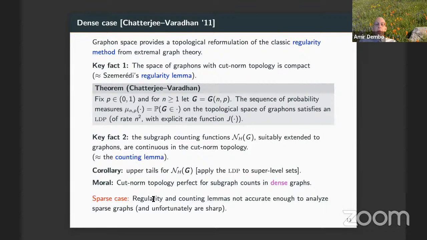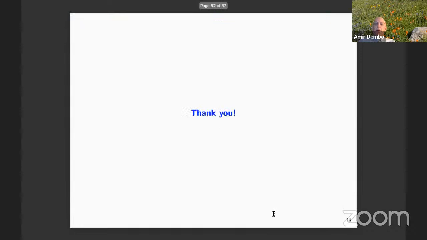And actually, it is known that the regularity and counting lemma from extremal combinatorics are already sharp. So it's not like you will improve them, you will get anywhere. And if you want to hear the solution, you need to attend Nick's talk. He will talk about this and many other ideas. Thank you very much.